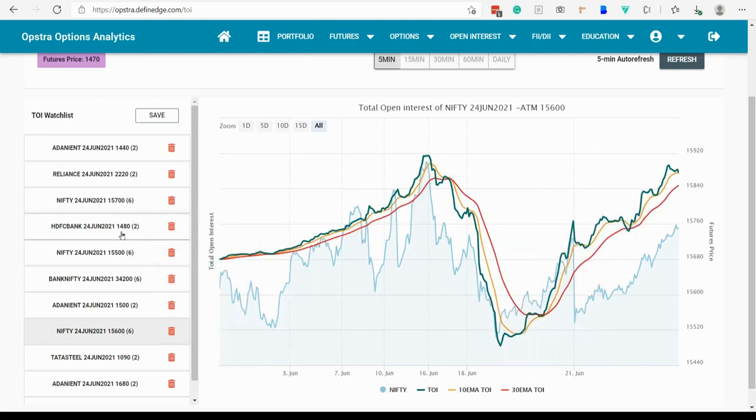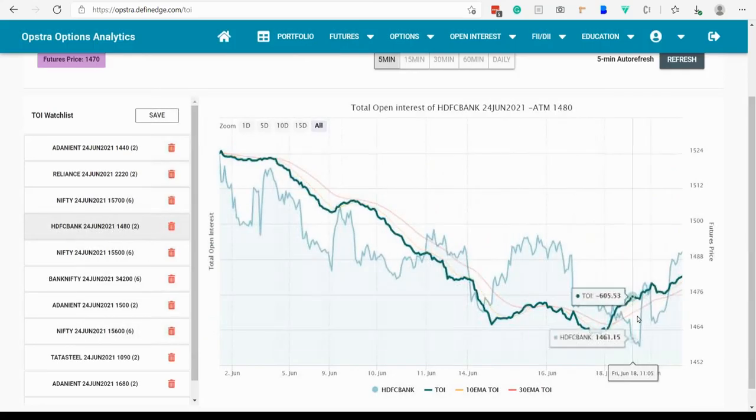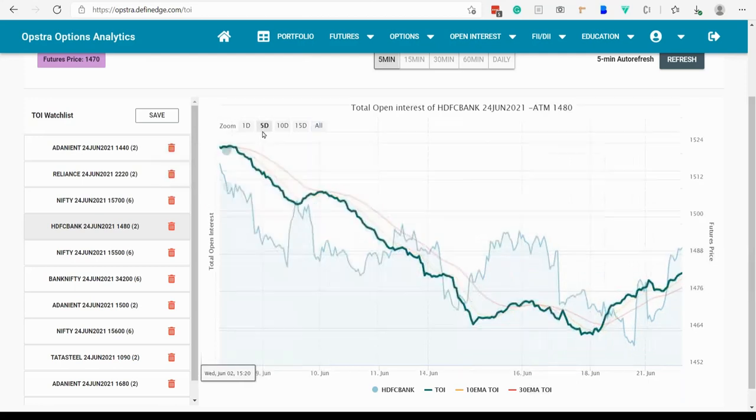Another question I had was, when you tweeted this HDFC Bank thing, there was a huge divergence between what TOI was doing and what HDFC Bank was doing. During these times, I think you should be ready with the underlying chart, let's say the at the money option chart, and see how it is behaving and then take a call accordingly, right? In fact, in this case, if you can just zoom it to only the last 3 days, it will be very clear.